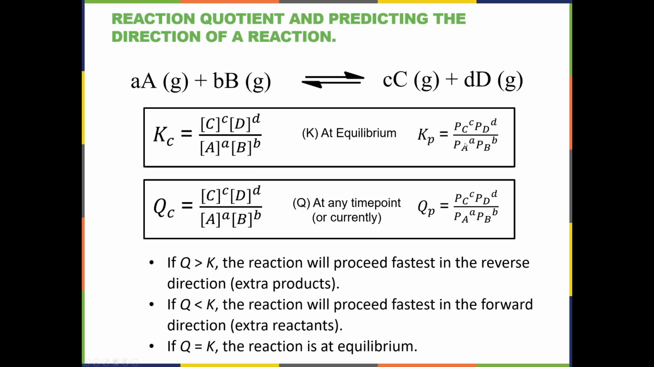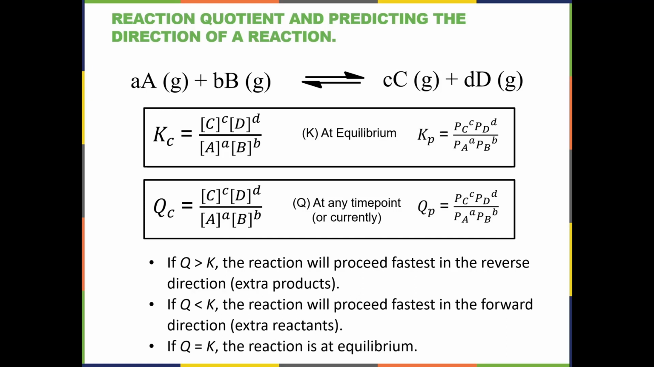Q is mathematically the exact same thing, but the difference is this could be at any time, right? When you first start the reaction, 1 second later, assuming the reaction doesn't only take 1 second to reach equilibrium, it's not going to be at equilibrium, and you're probably going to have more reactants than you have products. So what this allows us to do is tell which direction the reaction is going to shift at any given time based on the values that are present.